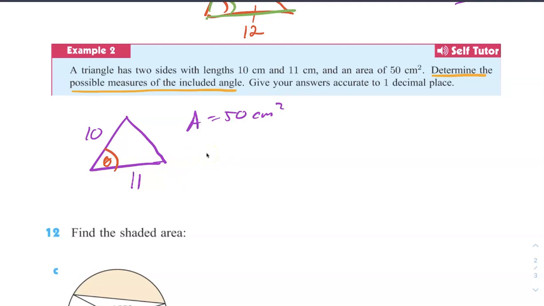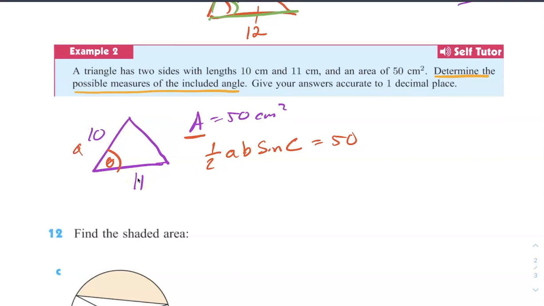Well, we know what the area is, so what's the formula for area? The formula for area is 1/2. I was about to say base times side, but now we have AB sine C. So we know the area, we had a formula that 1/2 AB sine C equals 50. Do I know my A, B, and C? Well, I know my A and B. One of them is 10 and one is 11. It doesn't matter which one's which. So let's say A and B, and that's your C.